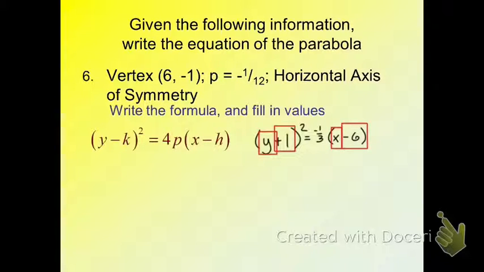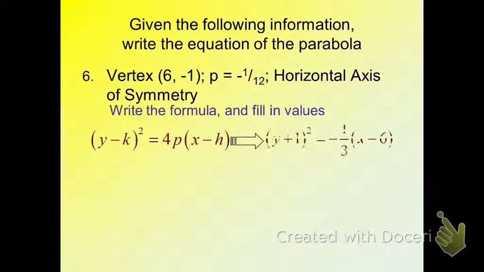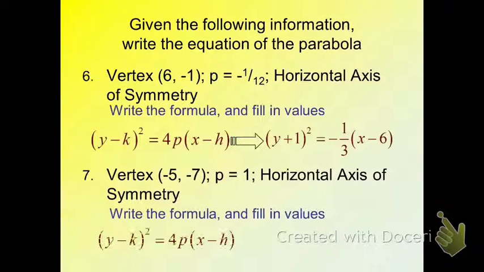Go ahead and do that next problem and see what you get. Did anybody not get this equation? Y plus 7 squared equals 4 times x plus 5. Awesome.